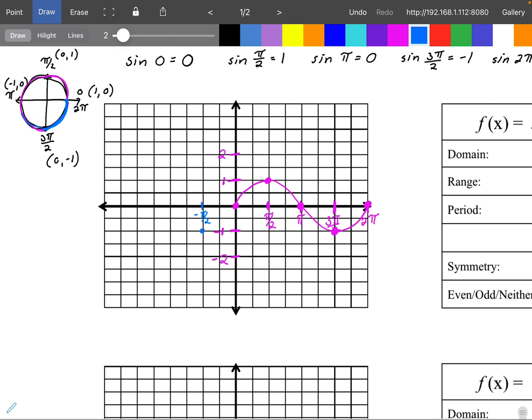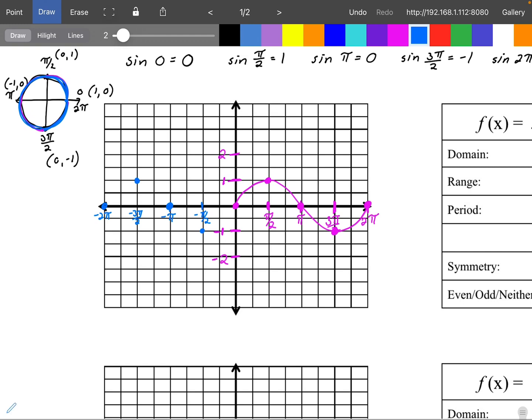Then my next one, this would be negative pi. So negative pi, and that y value is 0. Then the next one, go around negative another quarter turn, and that gives us -3 pi over 2. And our y value there is +1. And then we finally get to a full negative rotation, so we're now at -2 pi, and that y value is 0.